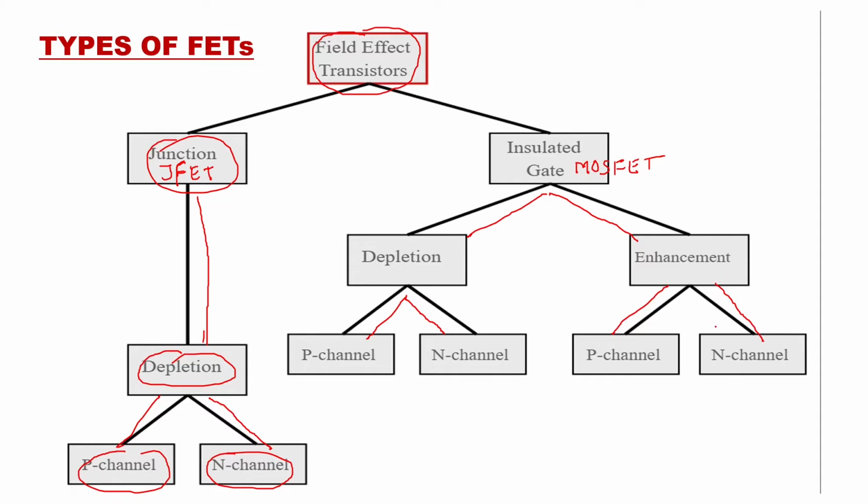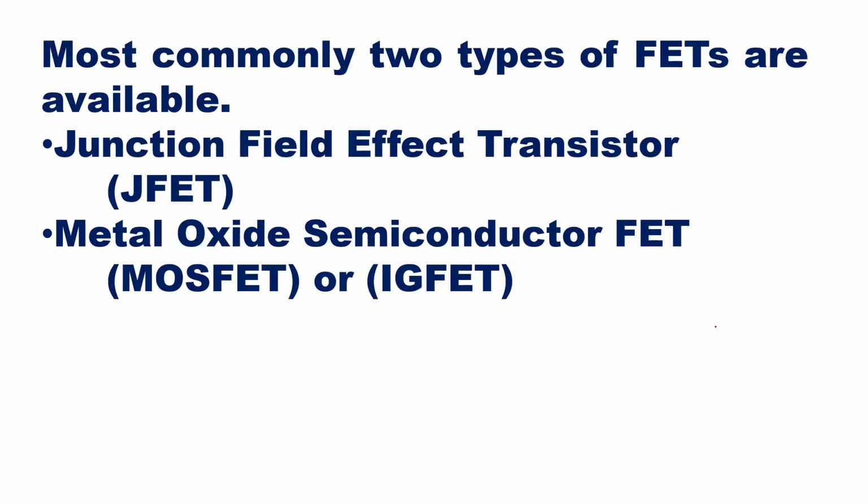So here the junction FET will be classified in two types, called P-channel JFET and N-channel JFET. This is what we are going to see here. Most commonly, there are two types of FETs, as I've told you in the classification. One is the junction field effect transistor, JFET, and the second is the metal oxide semiconductor FET, or MOSFET, or insulated gate FET. In this lesson today we are going to see what is a junction field effect transistor. Whenever we speak about FET, we will be referring to the junction field effect transistor. The other main important type of FET is the metal oxide semiconductor FET, that is MOSFET.